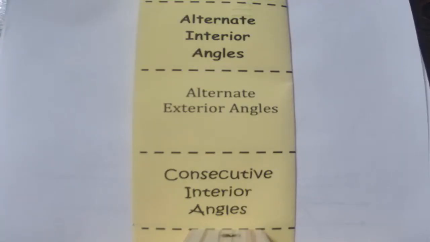Next one is very similar to the one we did above it. This one is alternate exterior. So as you might be able to guess, the difference is the fact that it is outside of the parallel line. So I'll go ahead and show you some examples of that.